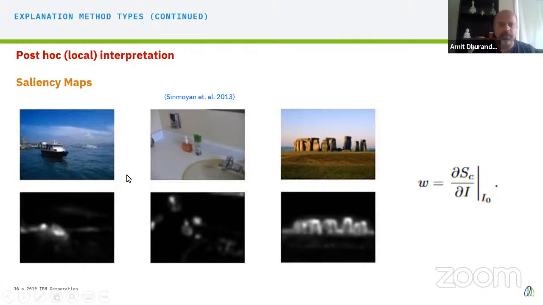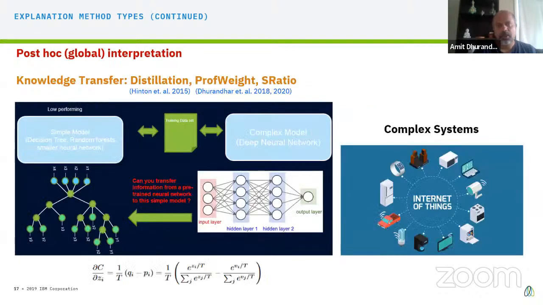So what you see here is, in the top row, the actual images, and in the bottom row a heat map of what it thinks are the most important pixels in each of these images. For example, in the leftmost, you can see the board part is more or less highlighted. In the middle, some of the stuff kept on the sink is highlighted, and on the right, the structure is highlighted. So you can come up with these kinds of heat maps, which people use as explanations of what the model is trying to focus on. So that's in the post-hoc local category.